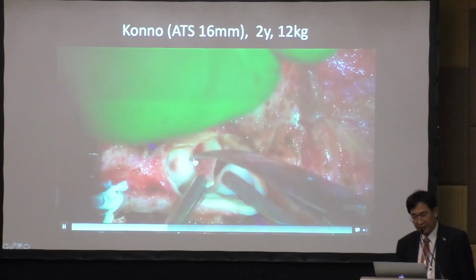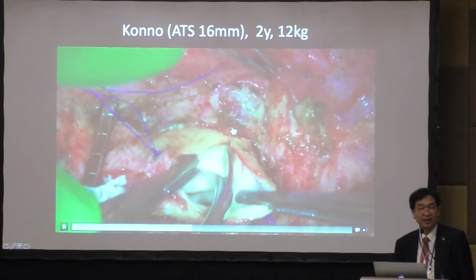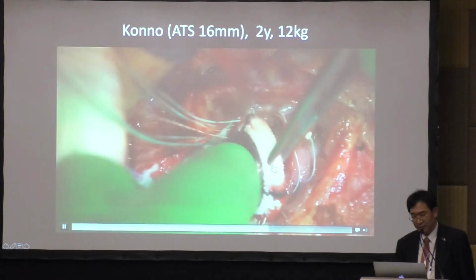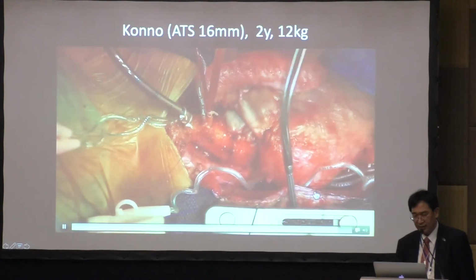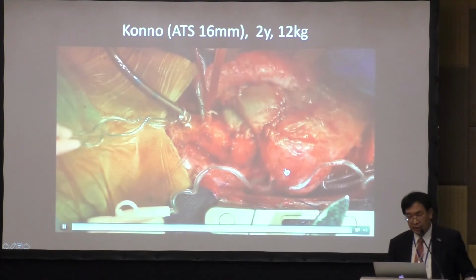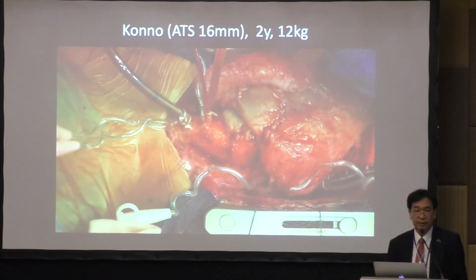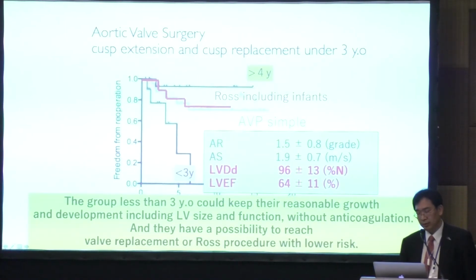Cut open, this is the reconstructed aortic valve. Previously pericardium, and cut open here, the LVOT and cusp. Anyway, that's a Konno. So this is one of the late option Konno procedures after aortic valve repair during the neonate or very early infantile period. This 4 years old group had a very good result, and the less than 3 years group too.